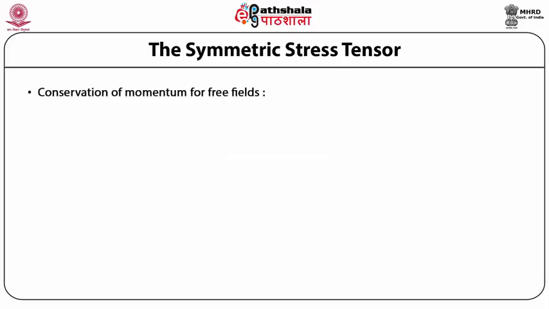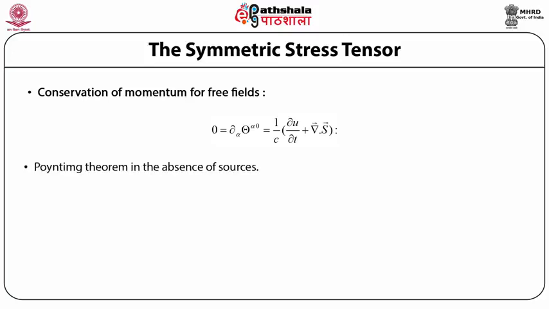The differential conservation law del alpha phi alpha beta equals 0 embodies the Poynting theorem and conservation of momentum for free fields. 0 equals del alpha phi alpha 0 equals 1 by c of del mu by del t plus del dot S. This is the Poynting theorem in the absence of sources.